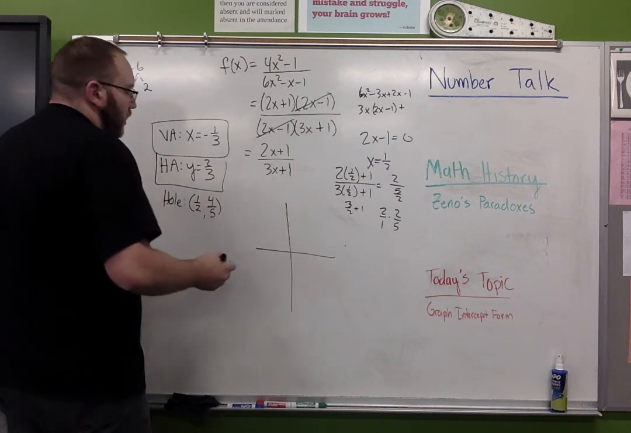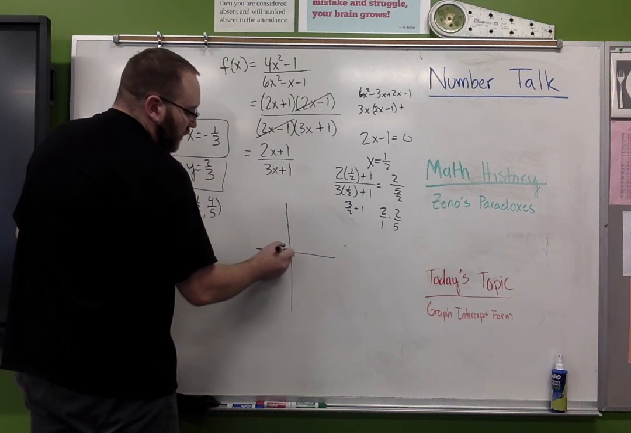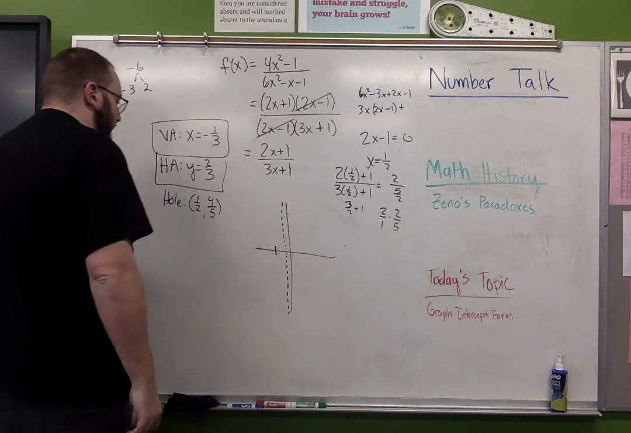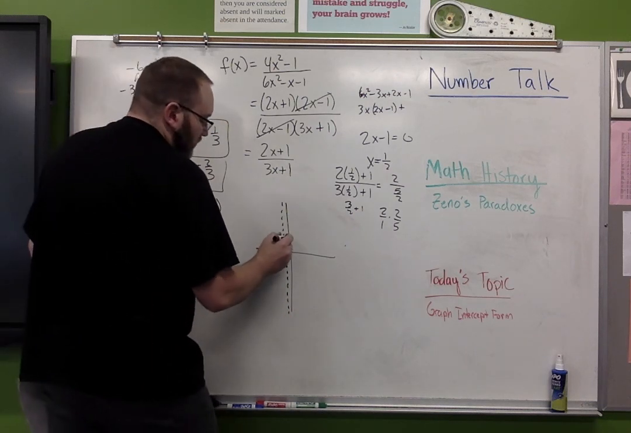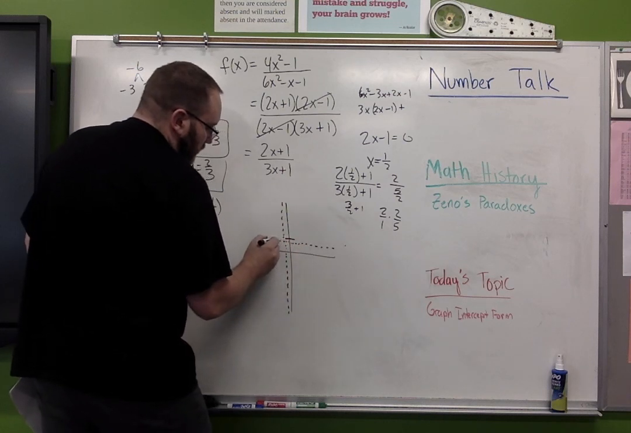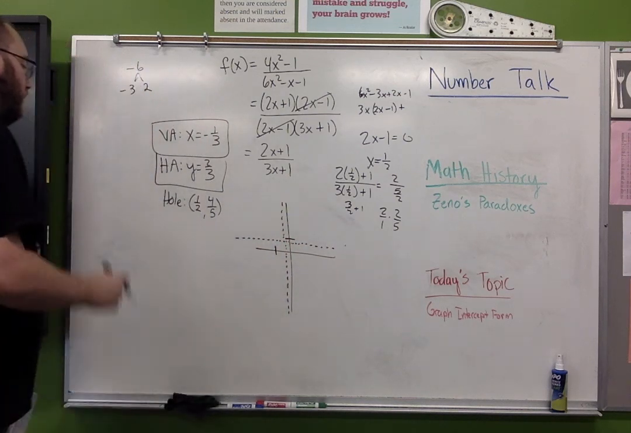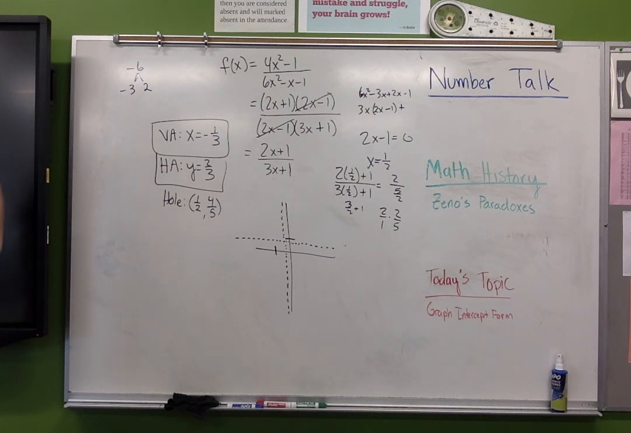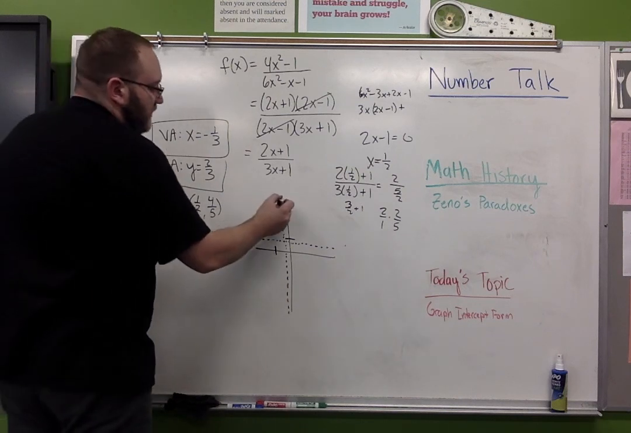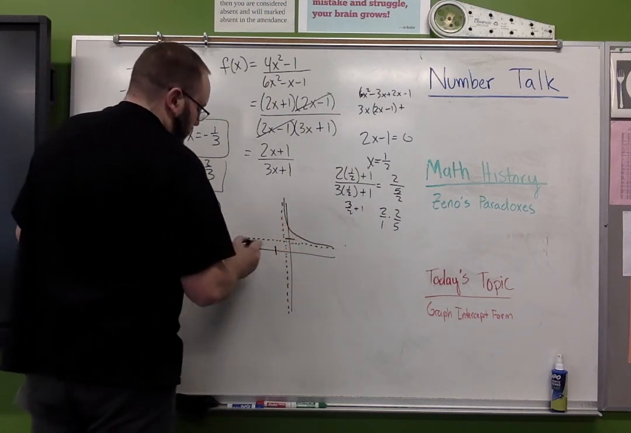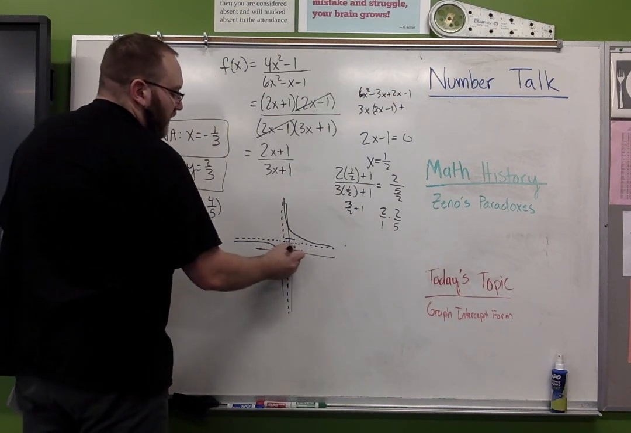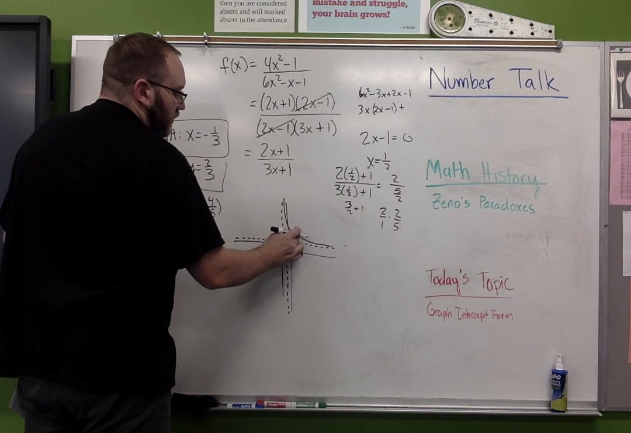So let's see, -1/3 is the vertical asymptote. So here's 1, here's -1, there's -1/3. Y equals 2/3. So here's y equals 1, so 2/3 is about there. And our graph's going to kind of look like this. So at x equals 1/2, there's a hole in the graph right there.